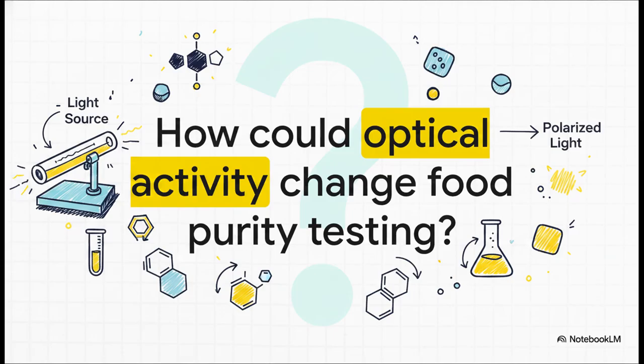Which brings us to a final, provocative question for you all. We know certain substances, like sugar solutions, have optical activity. They naturally rotate the plane of polarized light clockwise or counterclockwise. So, if optical activity rotates light based on the length and concentration of a substance, how could this exact phenomenon completely change the way we test food purity? Think about it. By using an instrument called an optical polarimeter, we can instantly test the precise sugar concentration in a giant food factory, literally just by shining a polarized light through it.